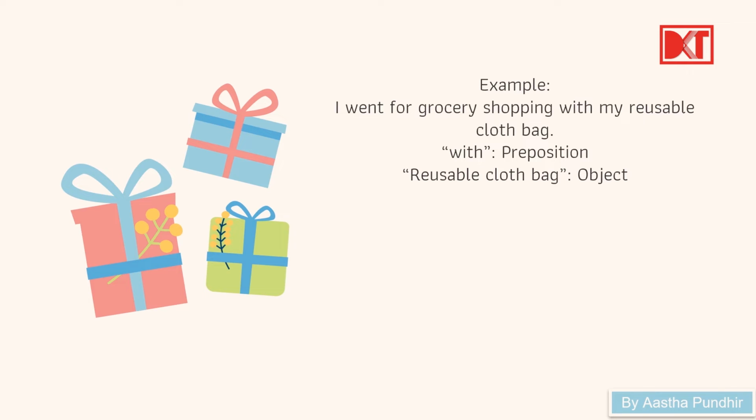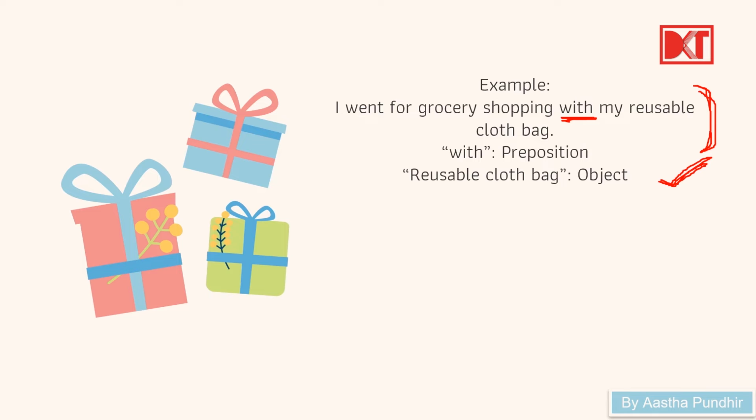Like here we have, let's see, I went for grocery shopping with my reusable cloth bag. Now here, with is the preposition, but here my reusable cloth bag is the object. Okay, so reusable cloth bag is what? Is a noun. So my reusable cloth bag, that's a noun clause actually.